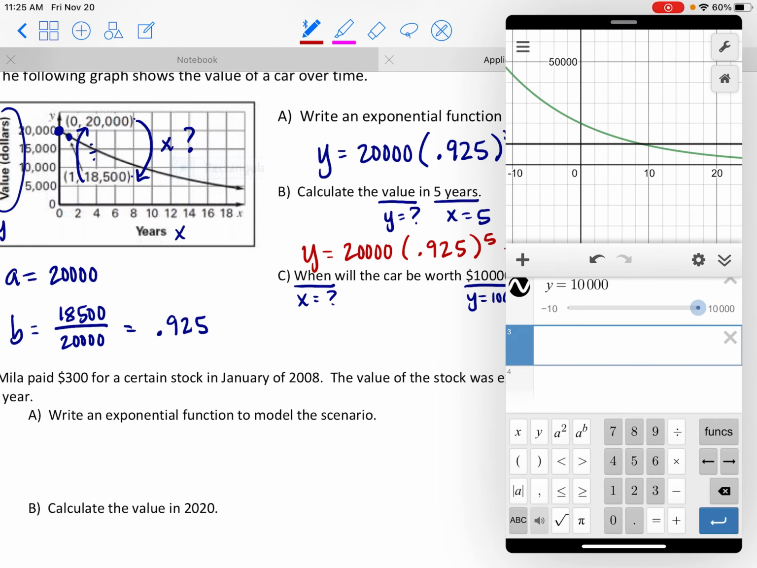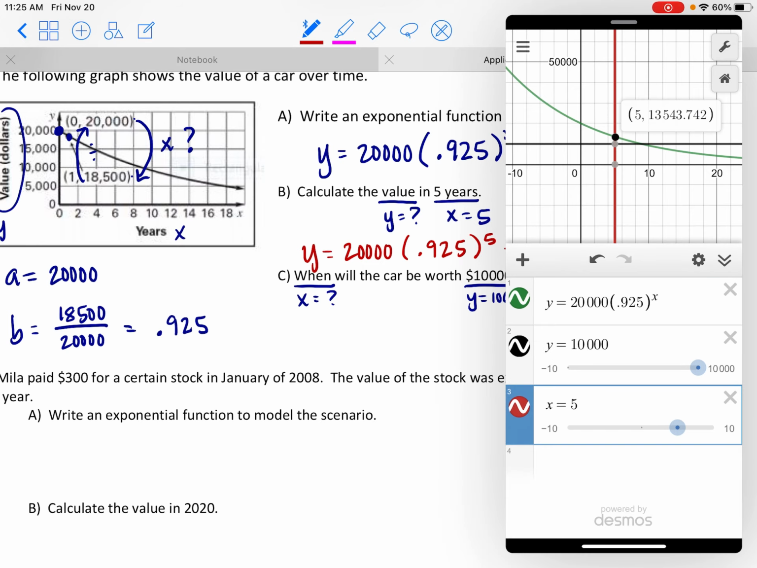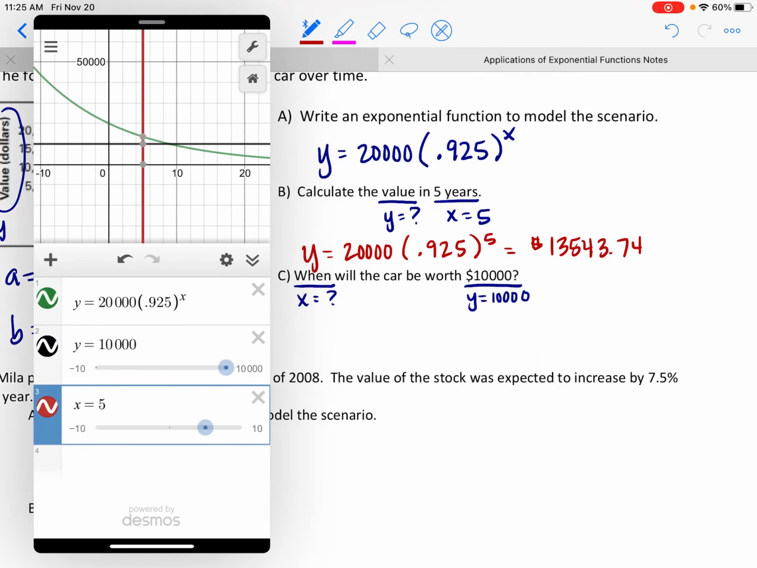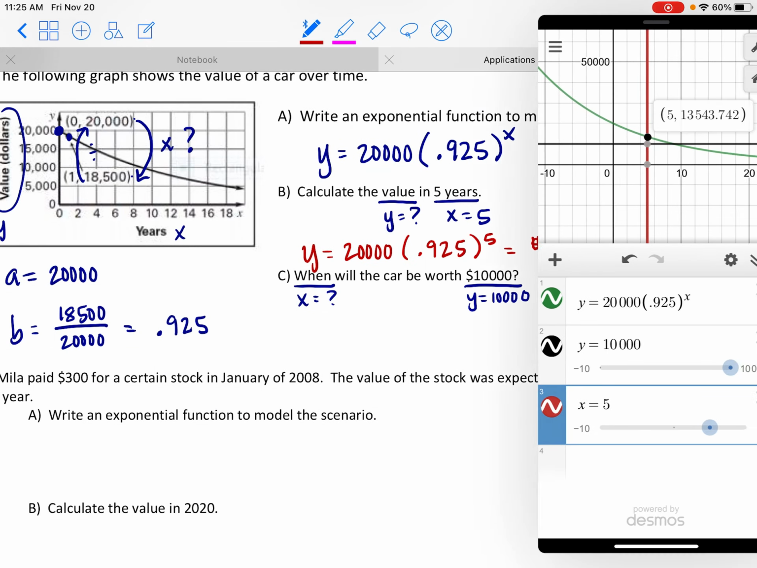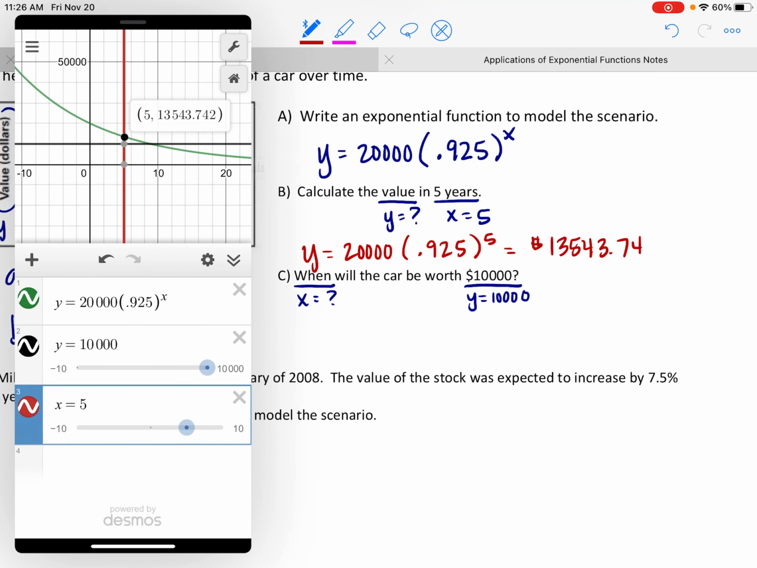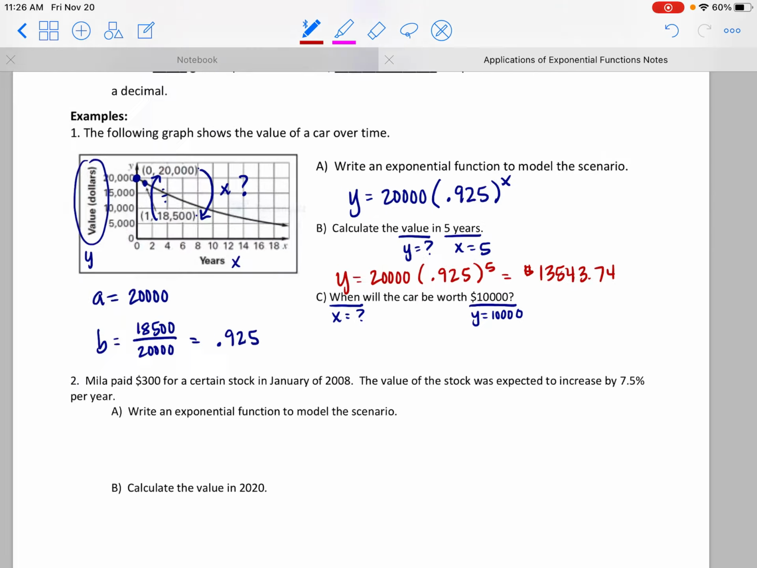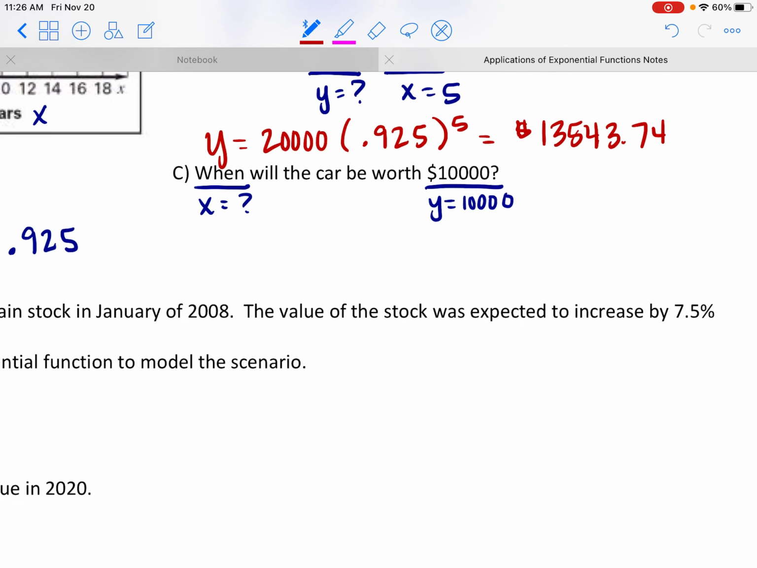And just so you can see it, in the last one we put x equals 5 into our function. We can also just put that in Desmos, and we can see that when x is 5, our y value is 13,543.74 cents, which is exactly what we did. So since we already have a function and we're already going to Desmos, we can just plug that x value into Desmos and find the intersection with our graph to get the y value that corresponds, or vice versa.